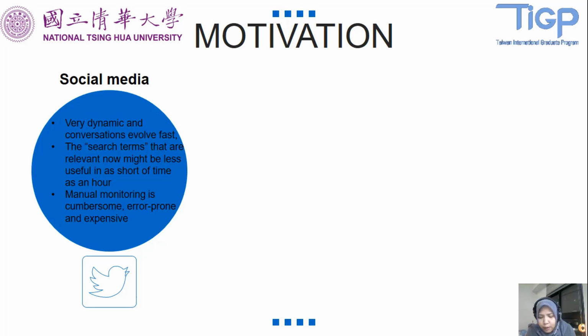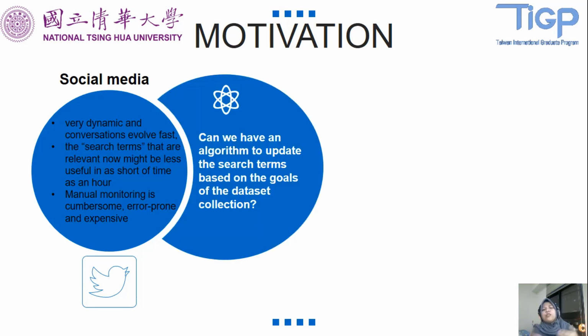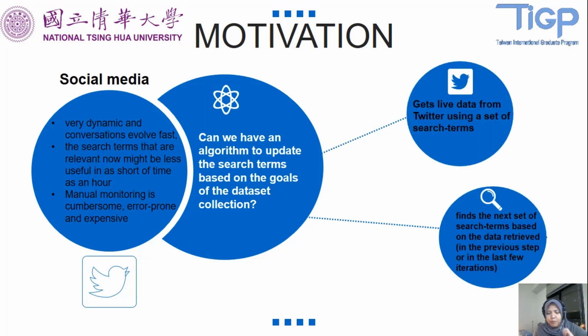So this begs a question. The question is, can we have an algorithm to update the search terms based on the goals of the dataset collection? To answer this question, they propose an iterative 2-step online algorithm, and this algorithm has 2 key points.